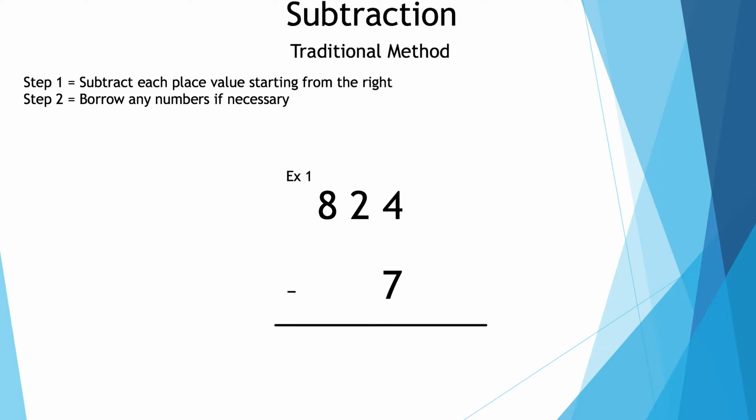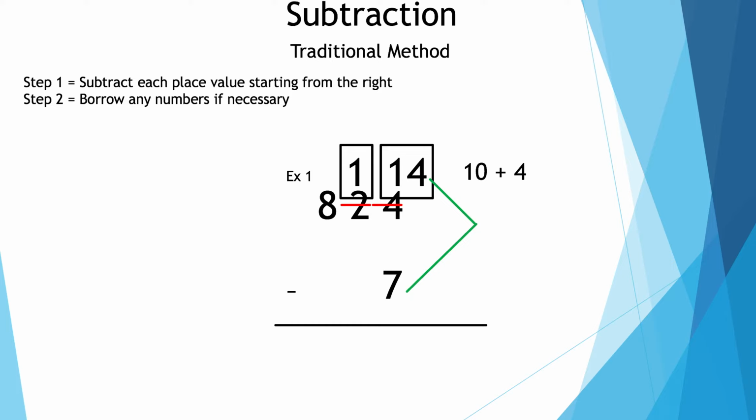Next example, 824 minus 7. And in this case, we do have to borrow. So we're going to have to change the 2. Because we change that, we have to change 2 numbers. So we change the 2 to a 1. We add a 10 to the 4, and we get 14. 14 minus 7 gives me 7. Bring down the 1. Bring down the 8. And we get 817 as your answer.